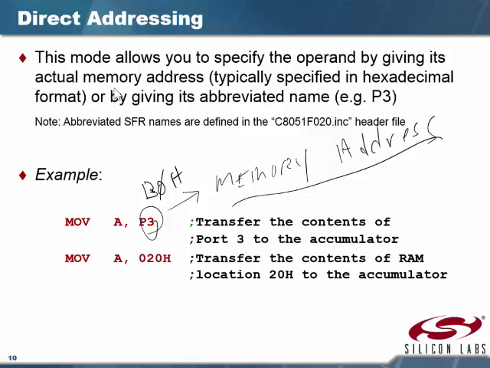So P3 is actually replaced when we write our code. If you look at the binary or hexadecimal code after it's been assembled, you will see that P3 would change to B0. Not in our case, because we don't have a P3, but it would be replaced with P1, which was 90. So with direct addressing, you supply the address. This means the contents of RAM location 20 is moved to the accumulator.